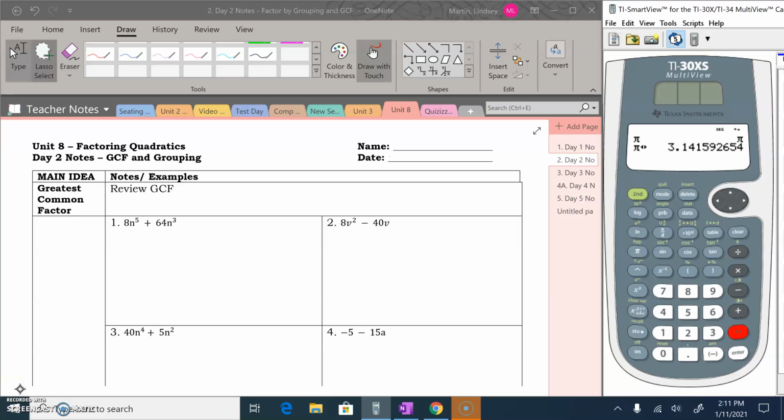Hello and welcome to Unit 8, Day 2 Notes. Today we're going to talk about greatest common factors and grouping. We're going to start off first reviewing greatest common factor.